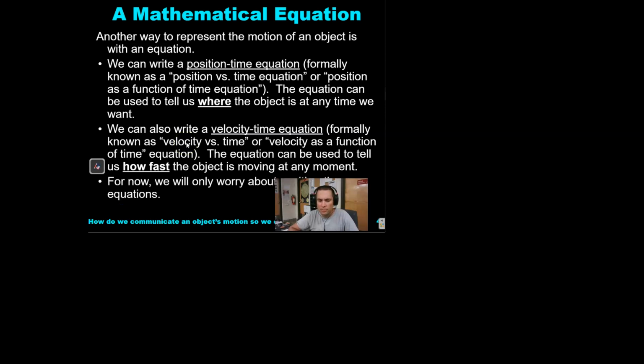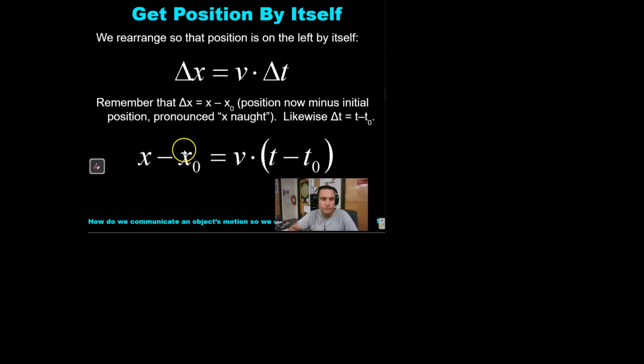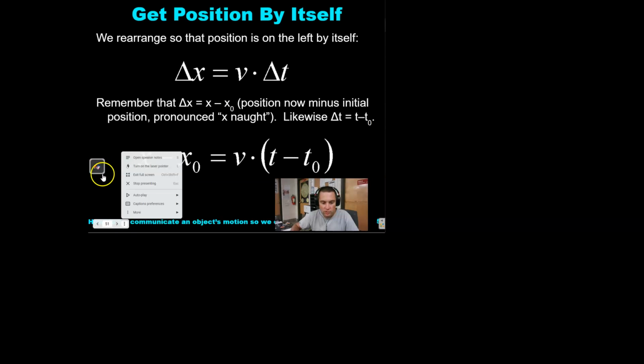For now, we're only going to worry about position-time equations. We learned previously that we had our average velocity as our displacement over time interval. If velocity stays constant, we can drop the average, because the average is the same number over and over again with itself. So next we're going to rearrange so that the position is on the left by itself. Then we'll expand that delta x, remembering that delta x equals our final minus our initial.